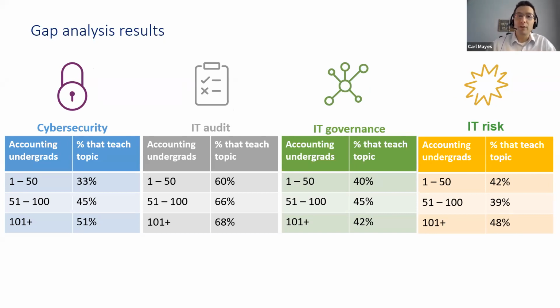Similar takeaways with respect to cybersecurity and IT audit, IT governance, and IT risk. IT audit has more coverage, between 60 and 68%, but cyber and IT governance, IT risk, all covered between 30 and 40-ish%. We want to make sure that over the next few years those numbers are going up. We're getting increasing coverage on these areas that are of increasing importance to the profession, and we're committed to aiding the academic community in that.